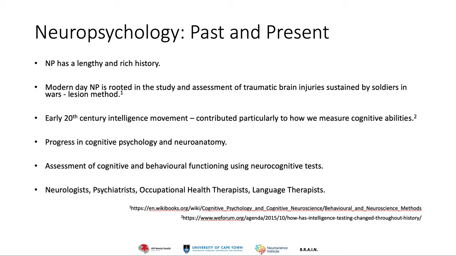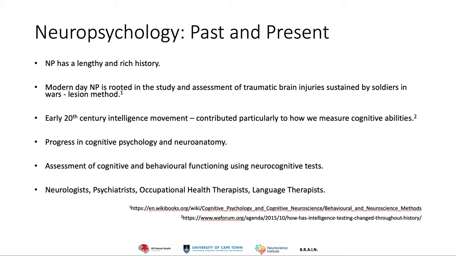Tremendous progress has also been made in cognitive psychology and neuroanatomy, and this has contributed to more refined understanding of cognitive functions like language and memory. Just to clarify, cognitive psychology studies the way people process information, that is, how we absorb, process, and respond to information. Think neural networks. Neuroanatomy is the study of the structure and organization of the nervous system, including the brain. Neuroimaging, like CT scans and MRI scans, have helped enormously here. All this has led to how we practice clinical and research neuropsychology today.